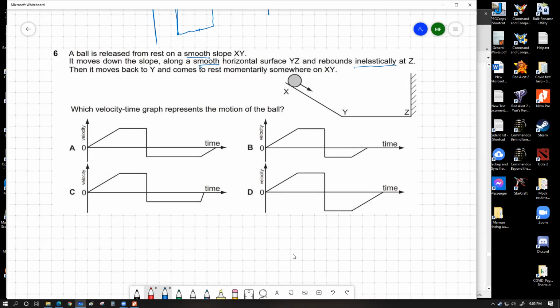Then it moves back to Y and comes to rest momentarily somewhere on XY. So it moves backwards and somewhere on XY it comes to a stop. Which v-t graph represents the motion of the ball? Which one do you think is the correct response? There are multiple things to observe over here.